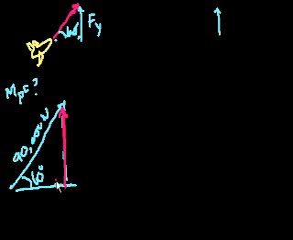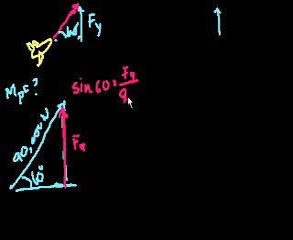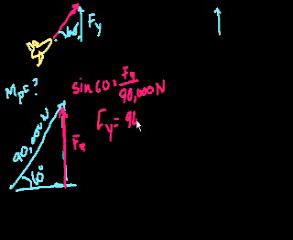Anyway, so in the y direction, let's use sine, right? Sine is opposite over hypotenuse. Phone calls always throw me off. Sine of 60 degrees is equal to the opposite, which is the force in the y direction, over the hypotenuse, and that's 90,000 newtons. So the force in the y direction is equal to 90,000 times sine of 60 newtons.